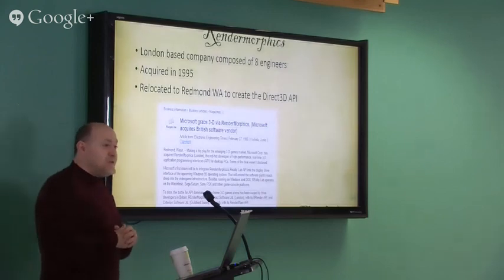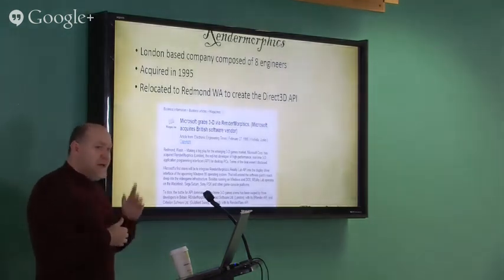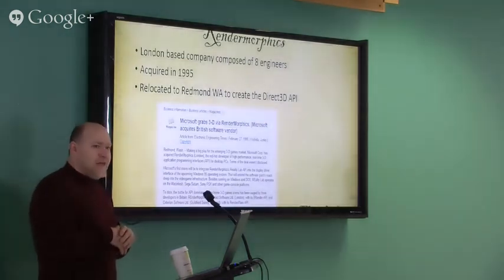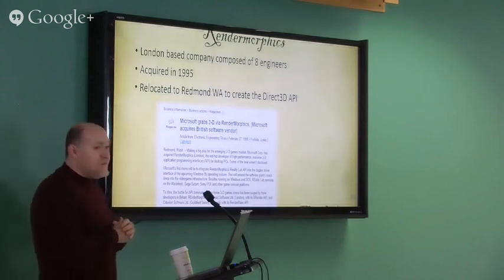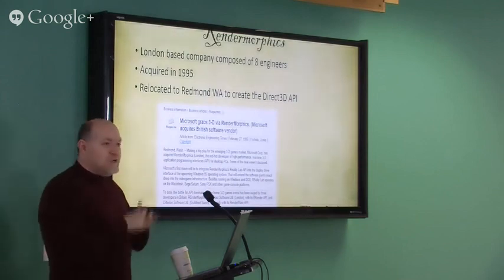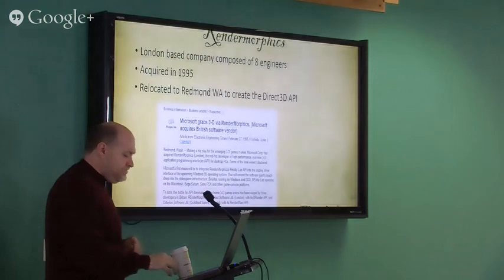So I said, I need British engineers to do this. If we want to make a 3D API, I want a team of Brits with this kind of math background. So we acquired RenderMorphics, which had 8 engineers, moved them all to Redmond, Washington, and that was the early Direct 3D team.